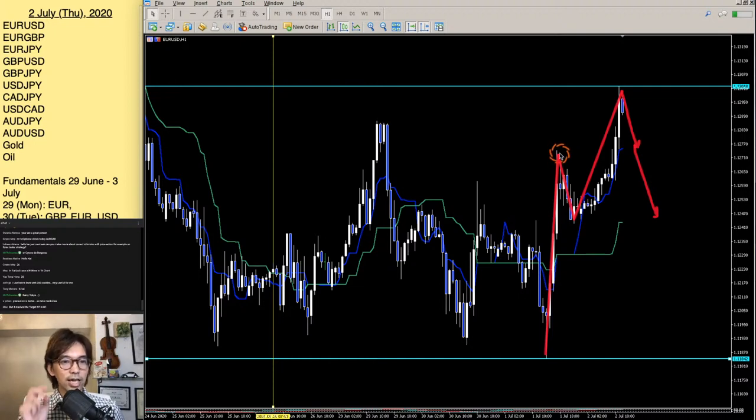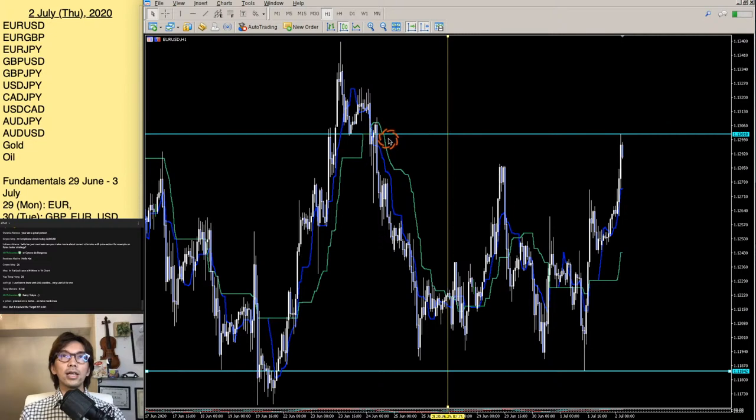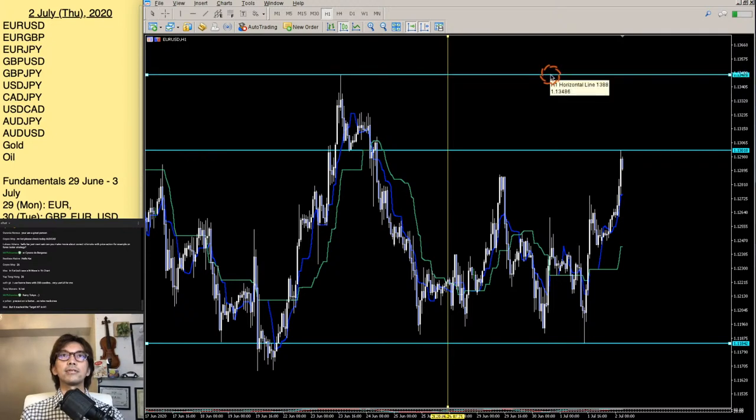But reached the target in 1 hour. Okay, so let's see, we can draw the horizontal line like this, and we can see if there is any former resistance here. Right now I don't see any resistance in the past, so we can still expect that the price might go all the way up to the recent high, which is at this level of 1.1347 area. And right now the price is at 1.1308 level.